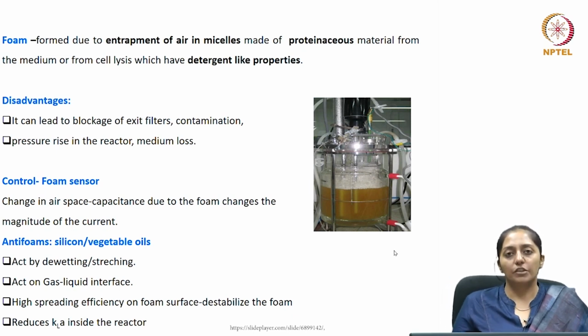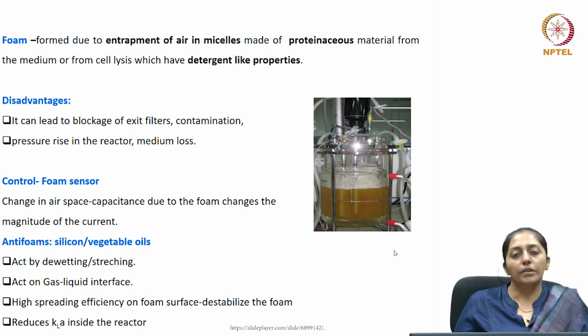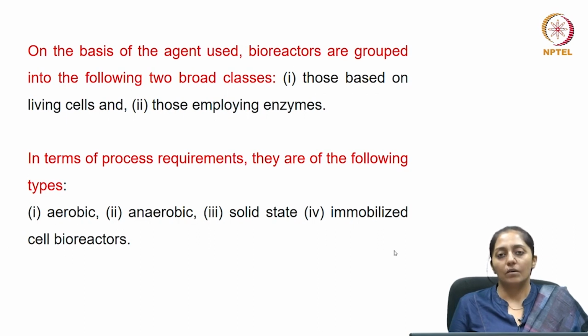Now, what is the mechanism of action of these anti-foams? What they basically do is they act as de-wetting agents. They spread on the surface of the foam and disrupt the barrier between the air and the foam, which is the gas liquid interface. They have a very high spreading efficiency, which can destabilize the foam surface. However, they can lead to reduction in the mass transfer efficiency of the liquid broth if they are added in very high quantities.